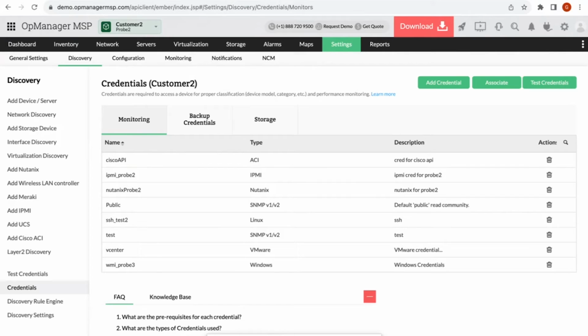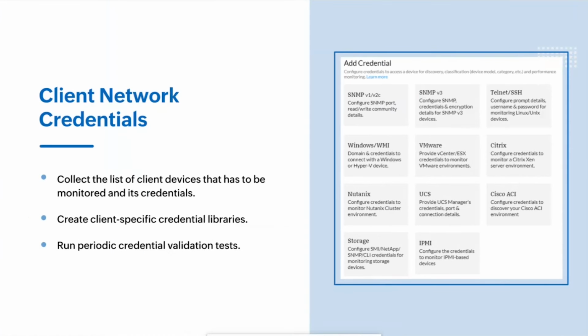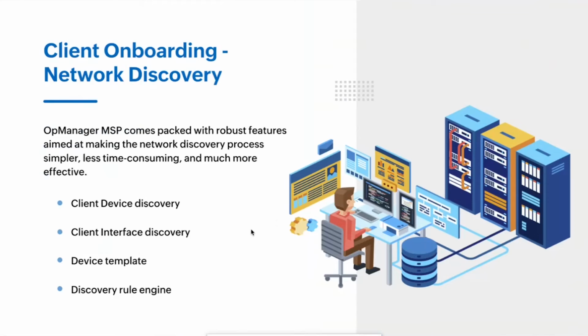Once the credentials are configured and ready, the next step is to discover devices in your client's network. Let's see how to do it. This network discovery process in OpManager MSP can be done in just a few steps. That saves us a lot of time and effort. Not only that, OpManager MSP gives you multiple options to discover your client's network, making the process much more feasible.